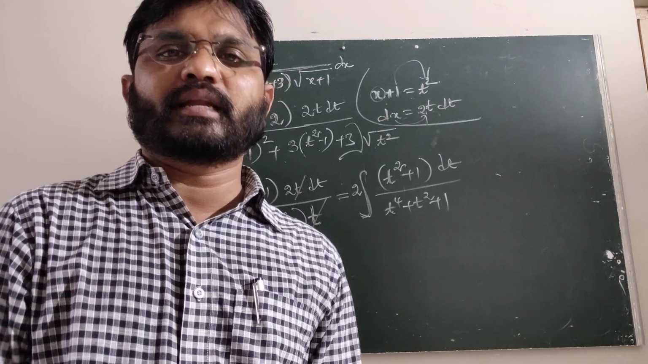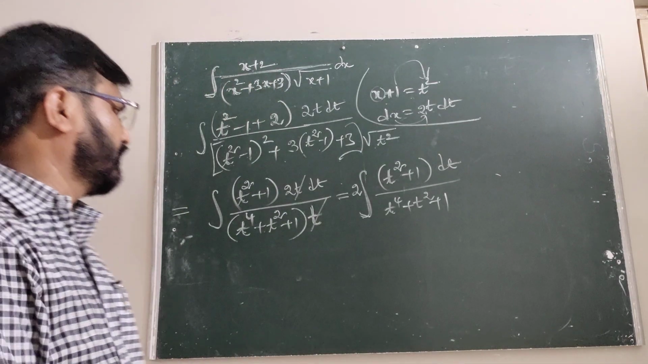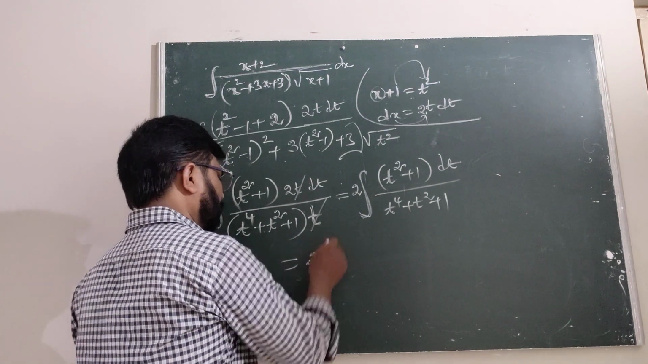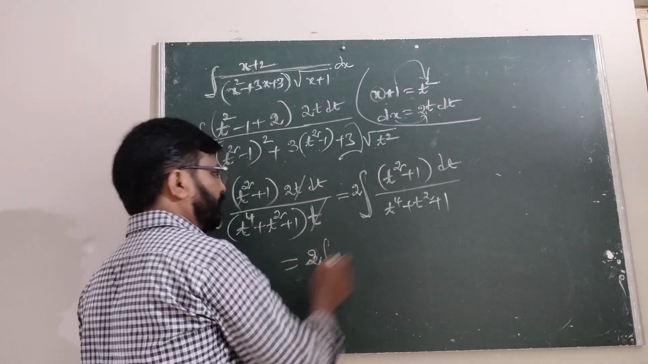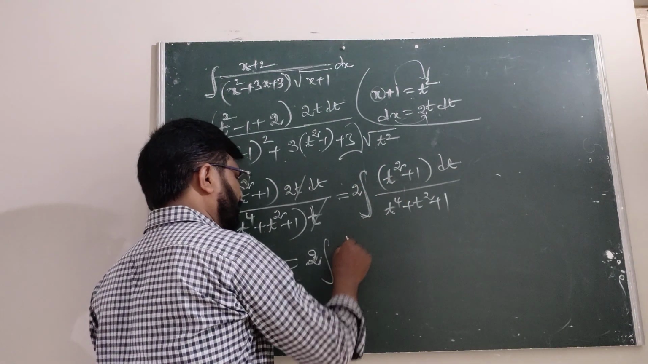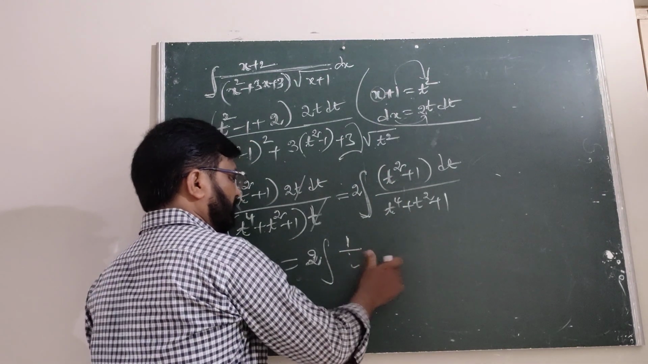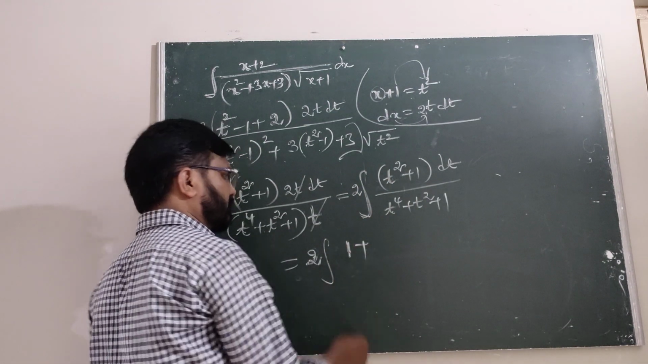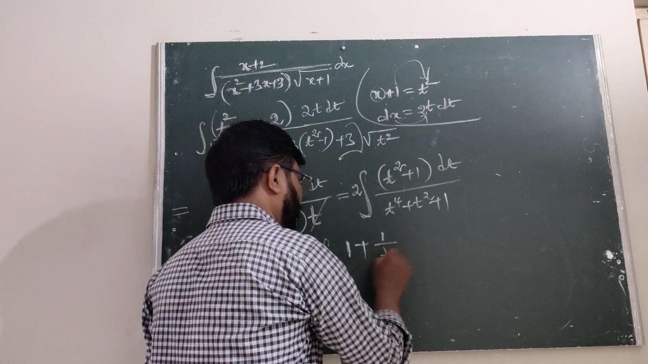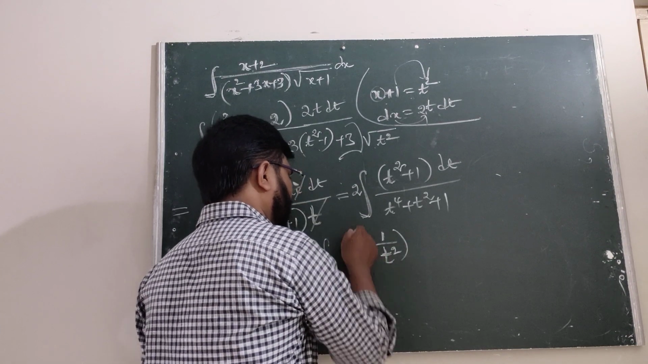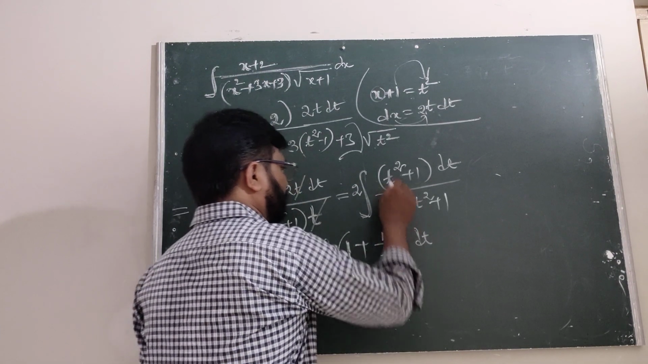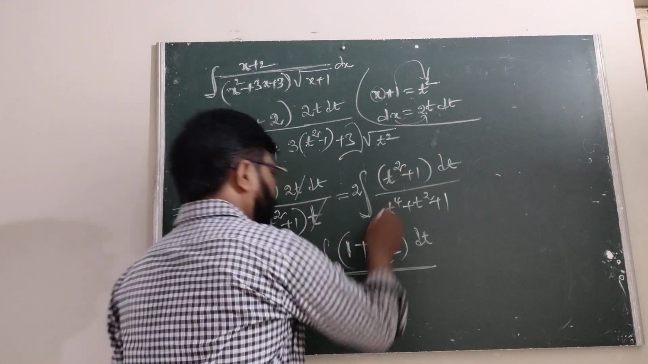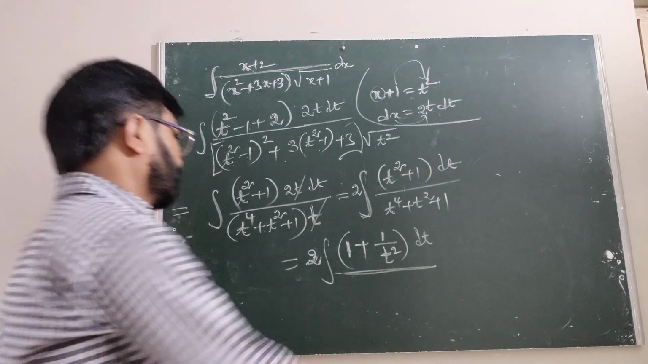What is the 10th type? Divide the numerator and denominator by t square. Therefore it becomes 2 into integral, t square by t square is 1, plus 1 by t square. Is it clear? The numerator is divided by t square: t square by t square is 1, plus 1 upon t square. Now t power 4 by t square is t square.